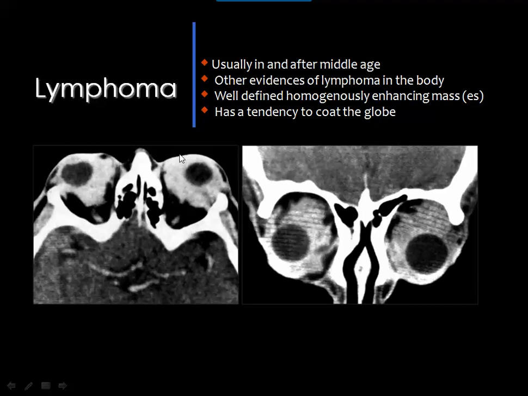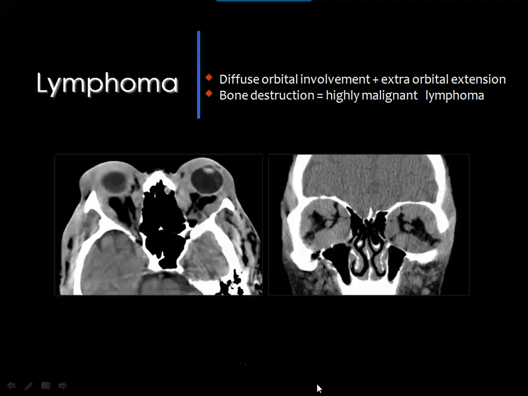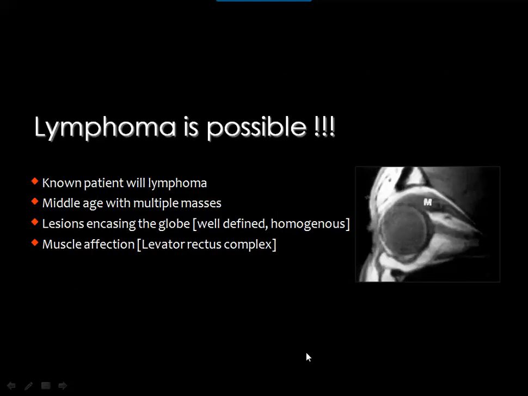Especially if you see multiple lesions or bilateral pathology, then you think of lymphoma. And this is also an example of intraorbital lymphoma. You see affection of the extraocular muscles, tendency to coat the globe, involvement of the lacrimal glands as well. All these can be affected by lymphoma.